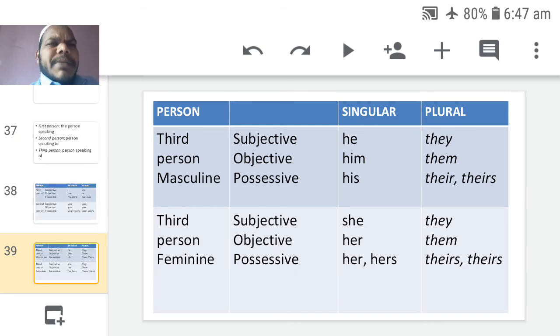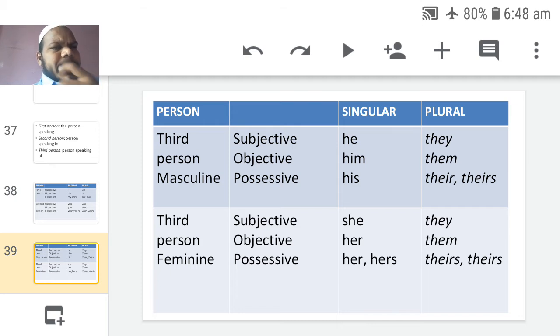Let's see third person masculine. We have seen masculine gender in the noun, and we have seen feminine gender in the noun in the earlier class. In the same way, third person singular, subjective, he, in plural it's they. In objective, third person masculine, it is him in singular, them in plural, and in masculine, third person possessive, it is his, in plural it is their and theirs.